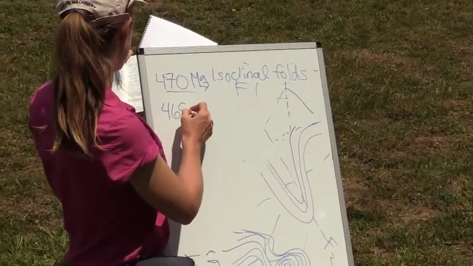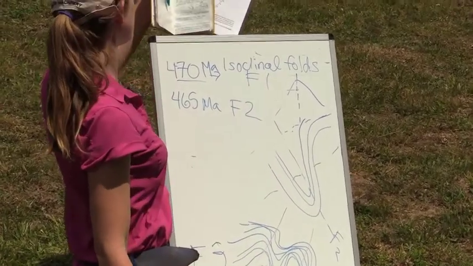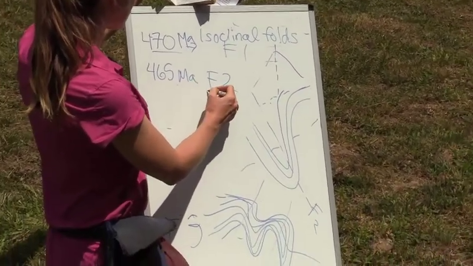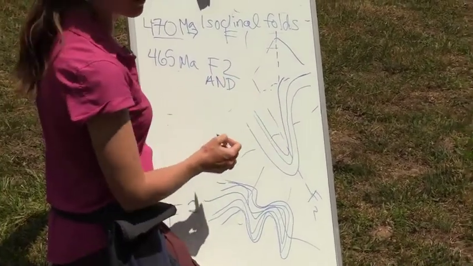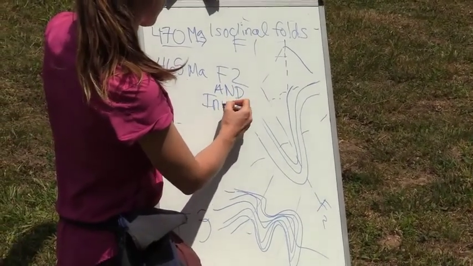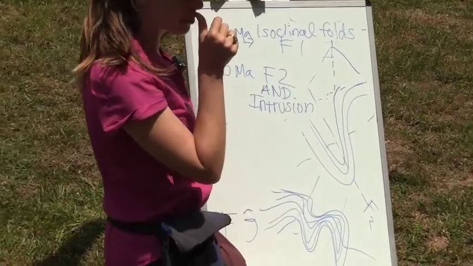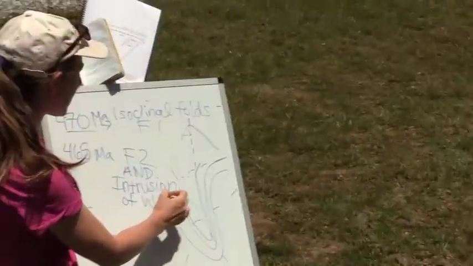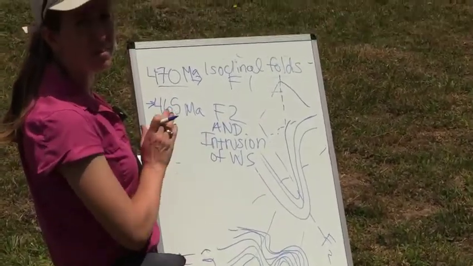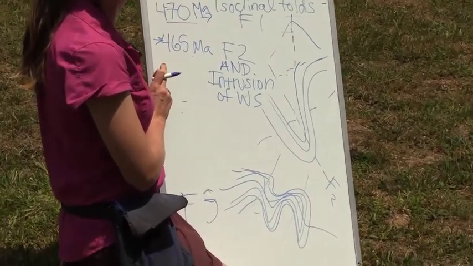Then at 465 MA, the F2 folds have been dated, and these F2 folds were accompanied by the intrusion of the Whiteside plutonic bodies. So when we say that the Whiteside pluton is syn-deformational, it intruded during this middle deformational event, the F2 that formed the F2 folds.